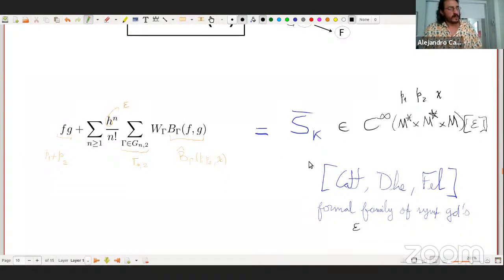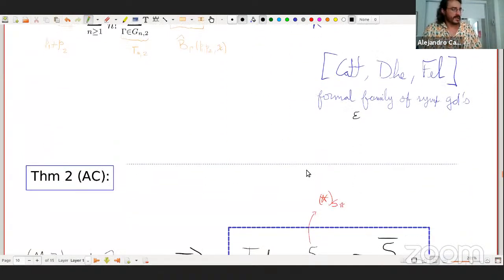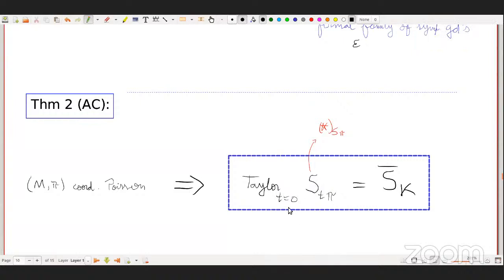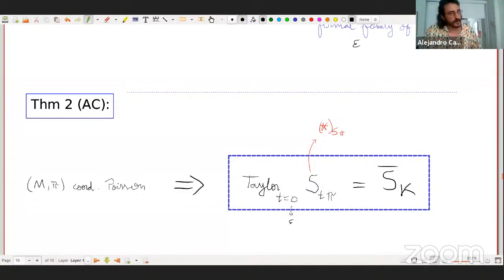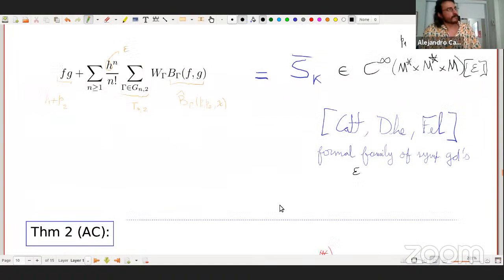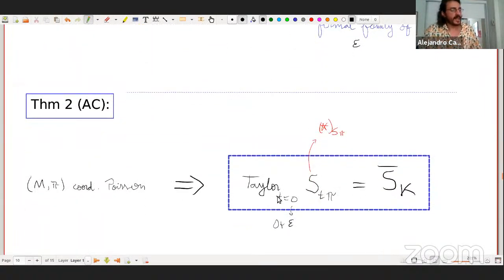So given this definition, the second result is this: if we do the non-formal construction that I was mentioning in the first result, and you take a formal Taylor expansion around t equals 0, so it's 0 plus epsilon, then you recover exactly this one. So this formula that I showed you with an integral condenses all this complexity with graphs and weights here. So they are the same formal power series.